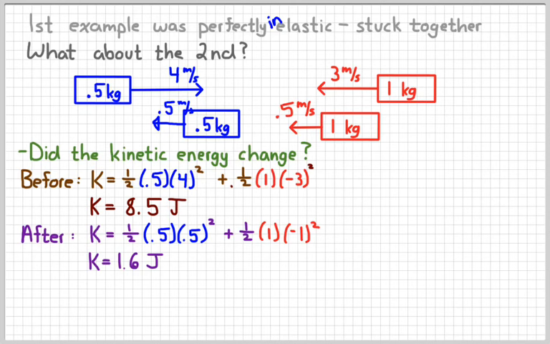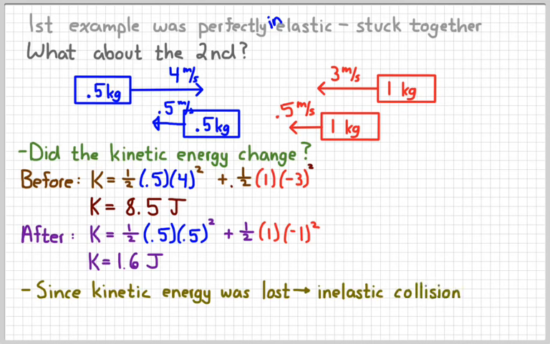The only numbers that changed are the velocities. And so when we did that, we went from an energy of 8.5 joules to an energy of about 1.6 joules. So that tells me that some kinetic energy was lost, and therefore we should classify that as an inelastic collision. If these two numbers had been the same, we would classify it as an elastic collision. And that means it's more bouncy, basically.